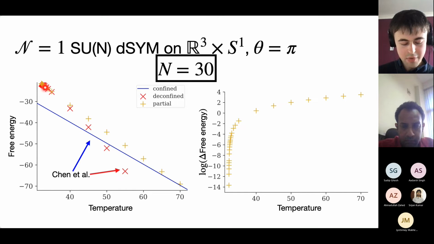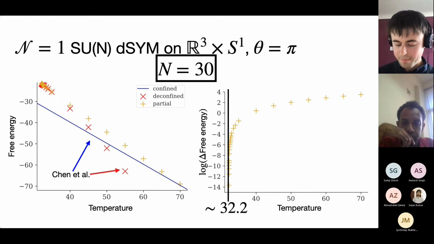The deconfined and partial phase get very close around here. This shows a log of the difference of the free energy, and you can see how they get very close together. So this will be the transition point, which we take in our units to be around 32.2. That's a number to remember for the next few slides.